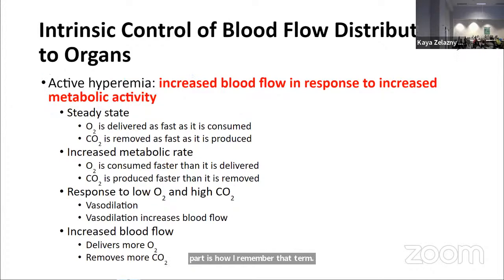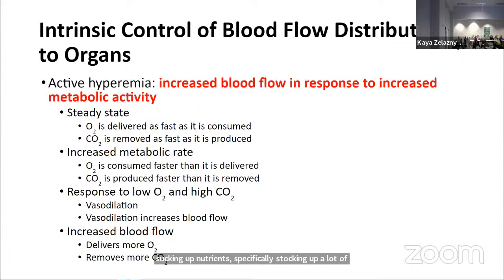Okay. So in active hyperemia, we're increasing how much blood is going to our tissue because the tissue is doing stuff. It's metabolically active. So it's producing lots of waste products and it's sucking up nutrients. Specifically, it's sucking up a lot of oxygen.